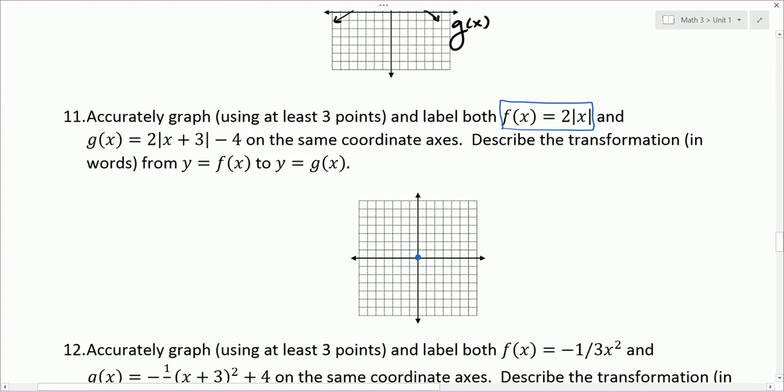So however you want to come up with those points, I'm going to use the slope. So think of it as a fraction. Rise over run, up 2, right 1 to get my second lattice point, up 2 left 1, because of symmetry, to get my third lattice point. So that's f.